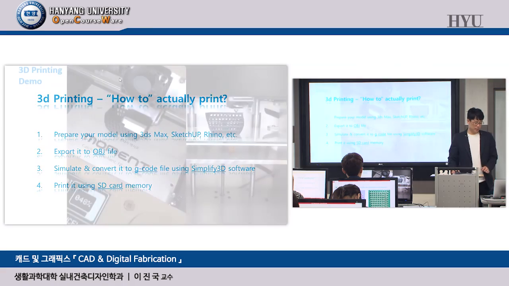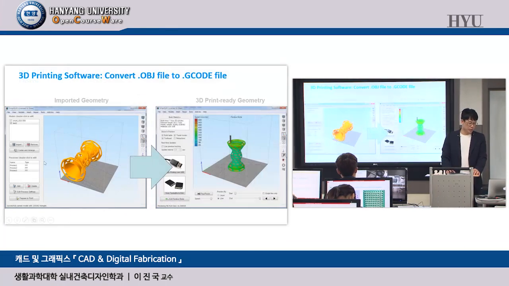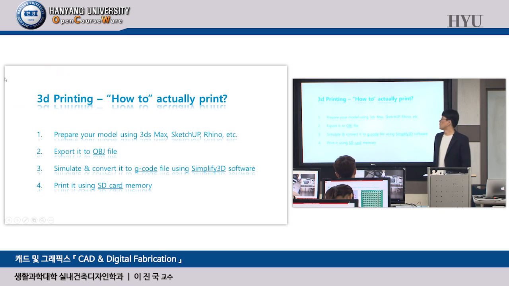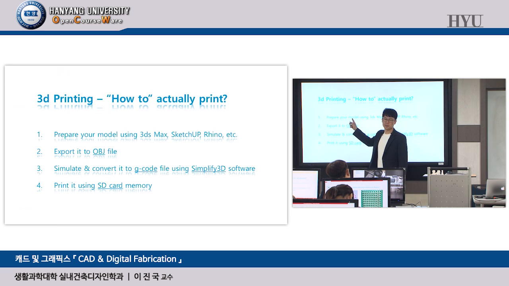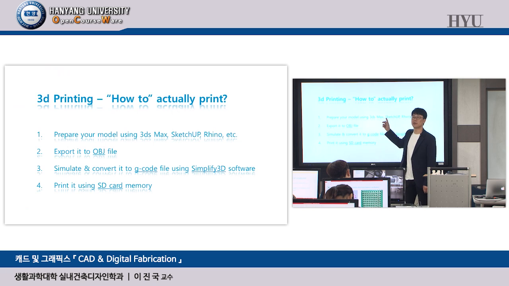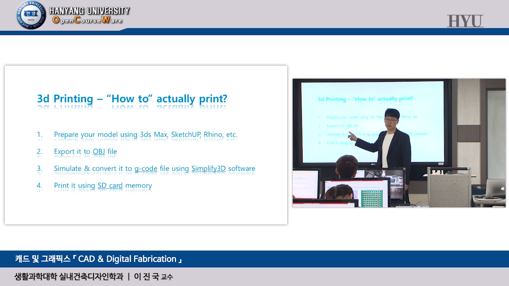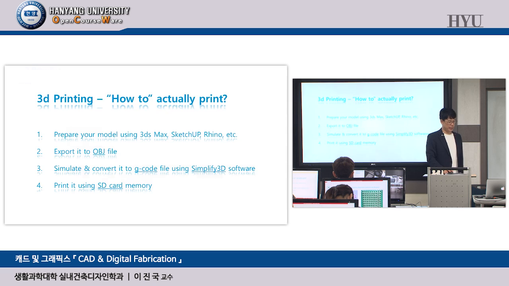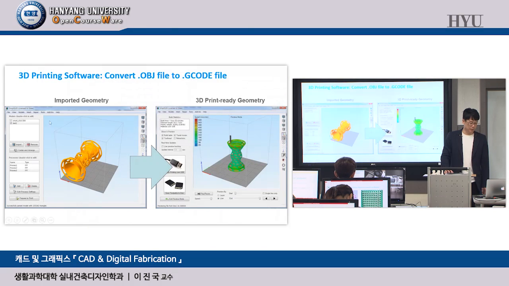So let me show you the demonstration. At the beginning of the process, you need to use SketchUp or 3D Max, Revit, Rhino, Maya, whatever it is, OBJ file. That's the file you need to export. And then open it in Simplify 3D. This is the Simplify 3D application.